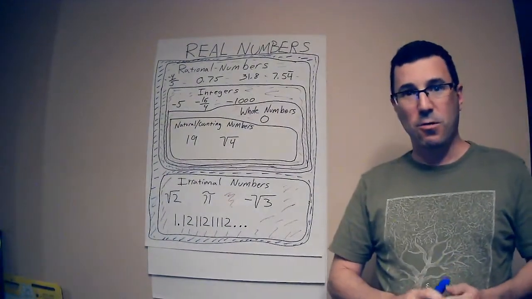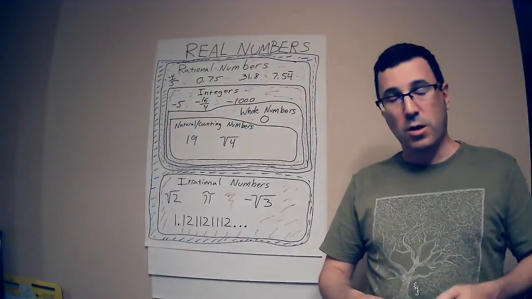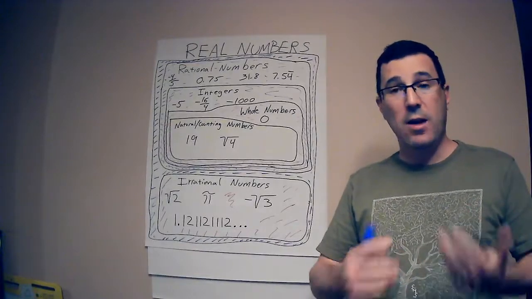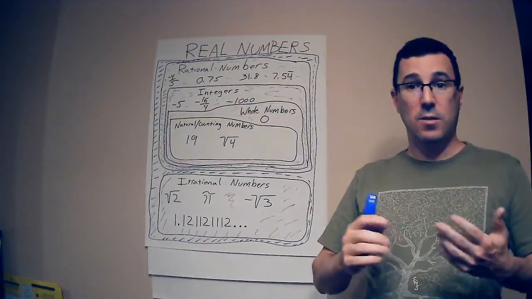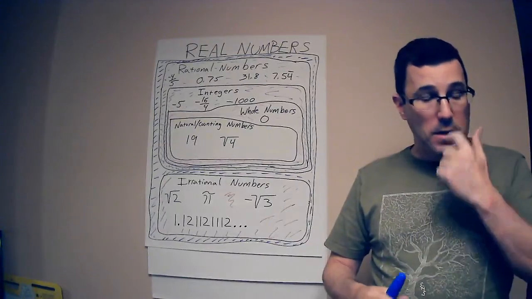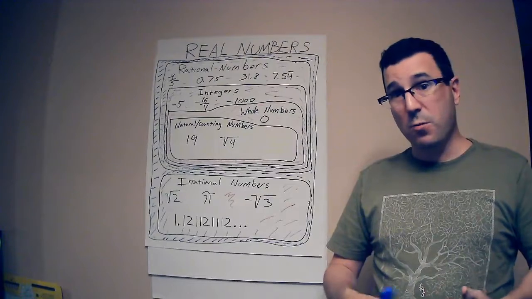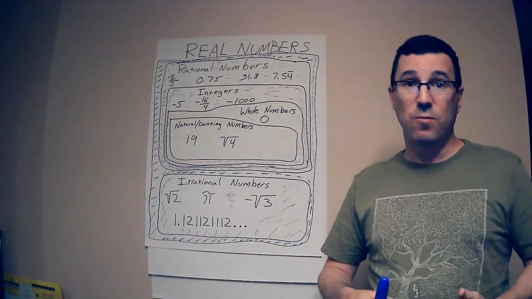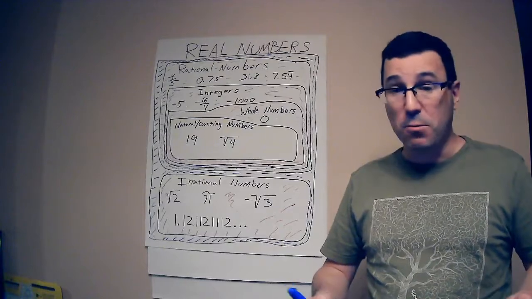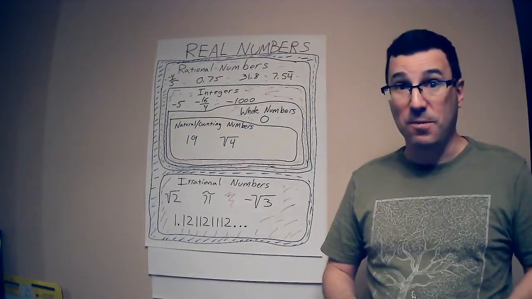Hi everyone, it's Mr. Oakes. So we're going to talk about how to identify irrational numbers and really what that means. Basically, an irrational number is a number that cannot be written as a ratio, or simply put, we can't write it as a fraction.